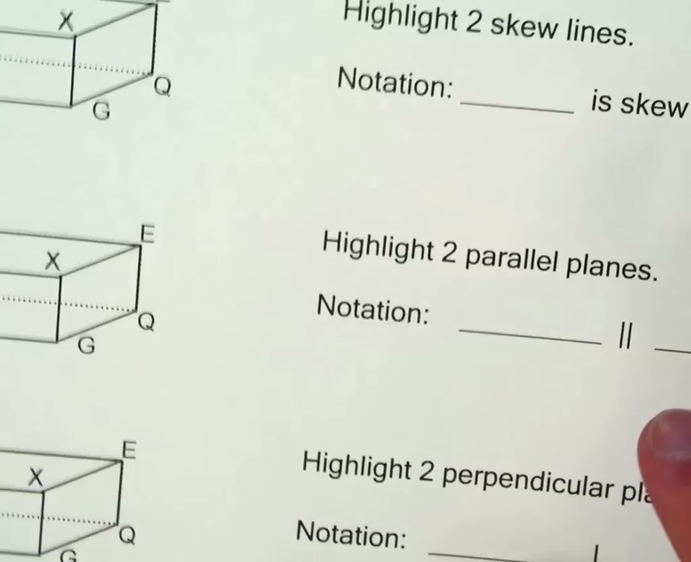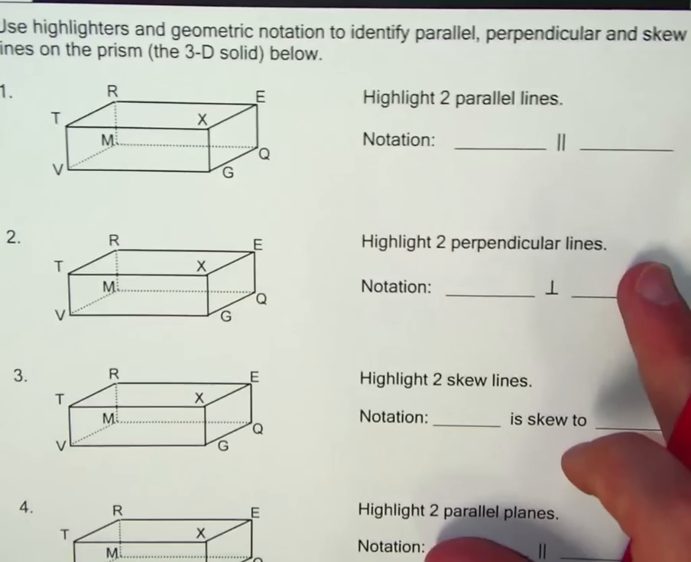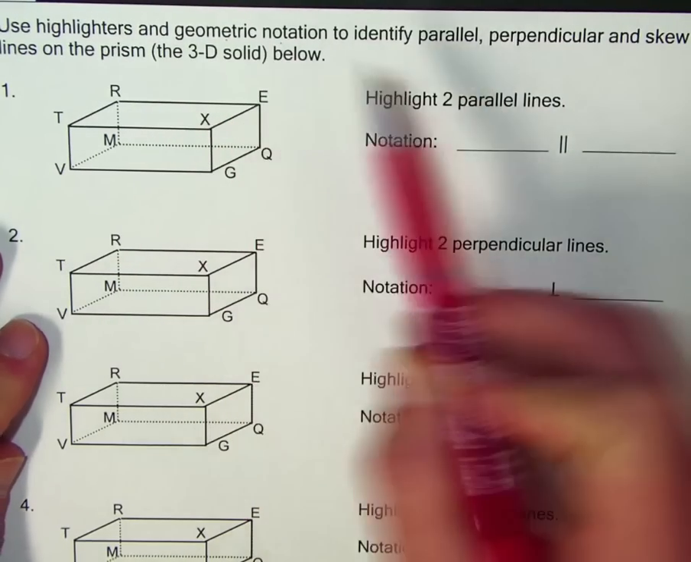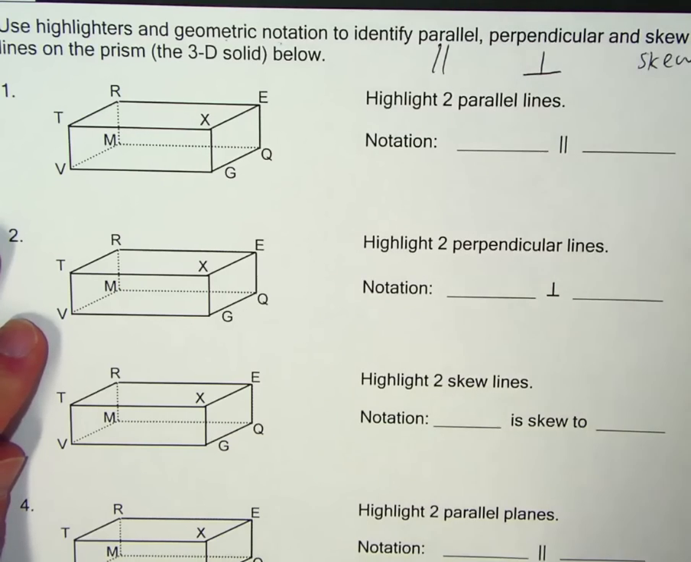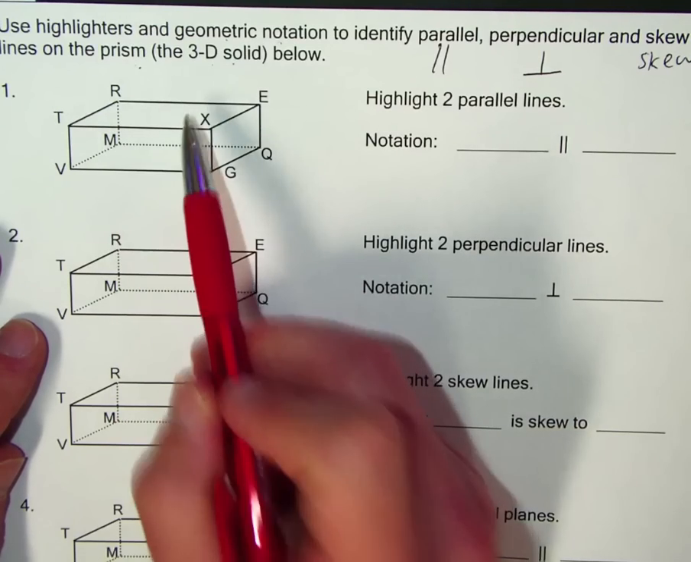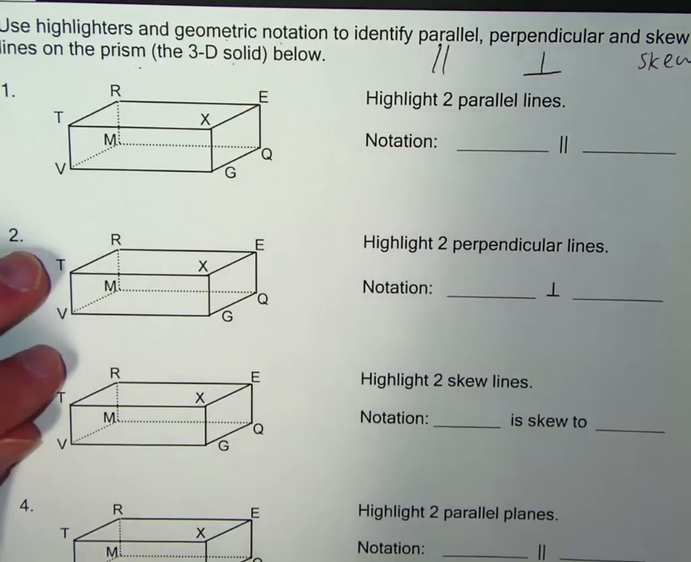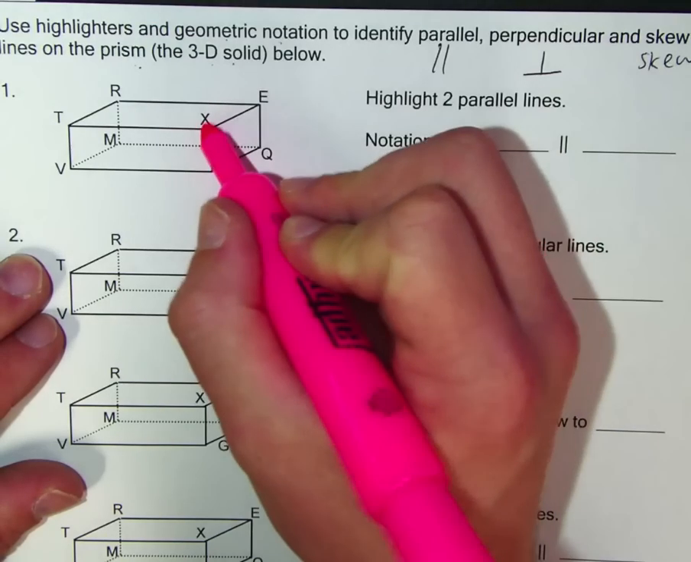Okay, let's go ahead and work through some examples to make sure you feel good with this. So our goal here on number 1, use highlighters and geometric notation to identify parallel, perpendicular, and skew lines on the prism. Prism is a 3D solid like we see here. So let's highlight 2 parallel lines. Okay, remember they are coplanar. There's a bunch of examples here. How about I pick these 2 right here?